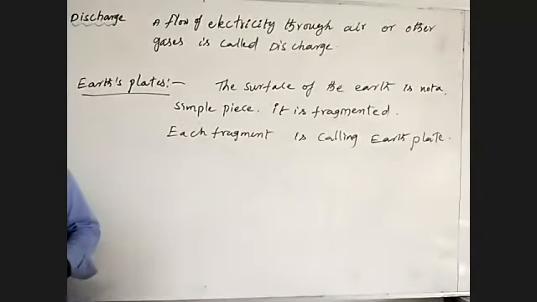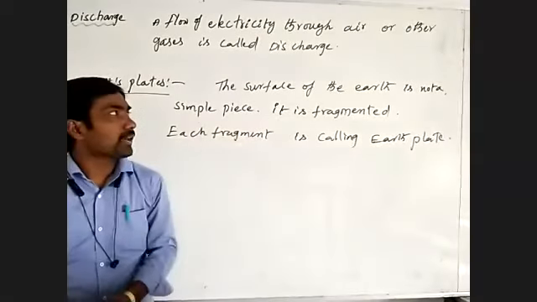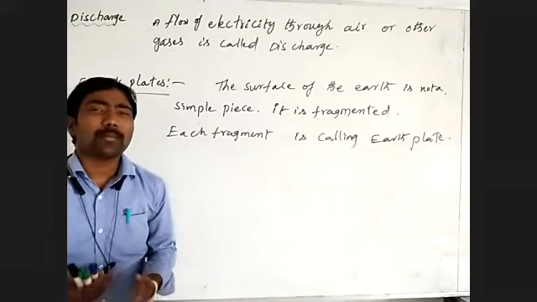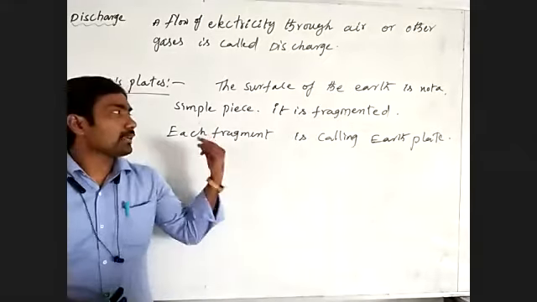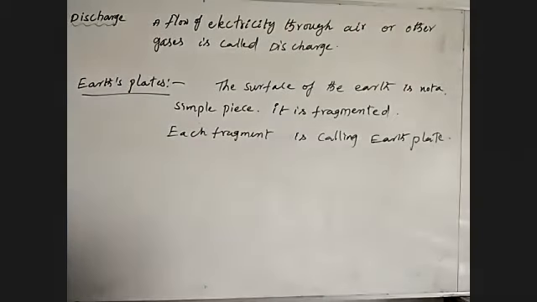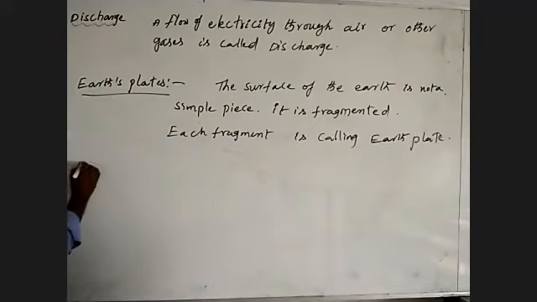The earth's surface consists as fragmented. So it consists of a number of fragments. Each fragment of the earth we are calling what? Earth plate. Each fragment of the earth we are calling an earth plate. Understand? Coming to that, one more, we'll talk about earthquake.